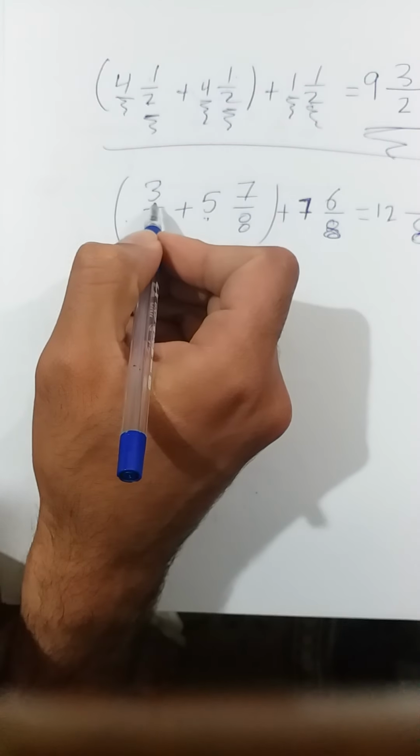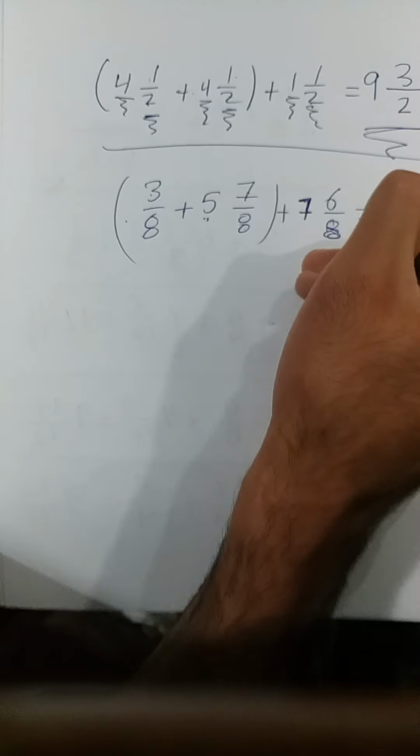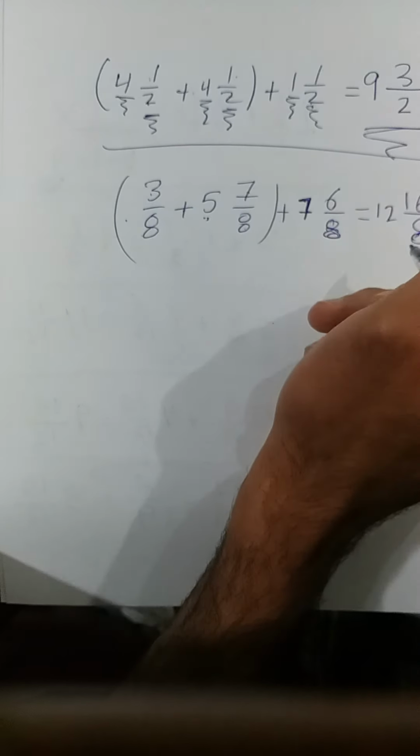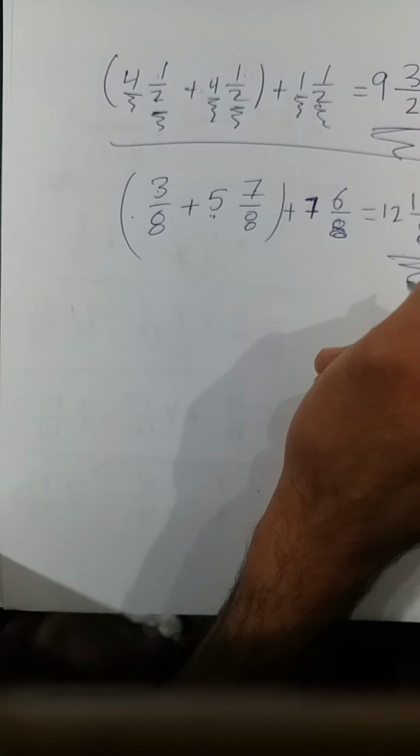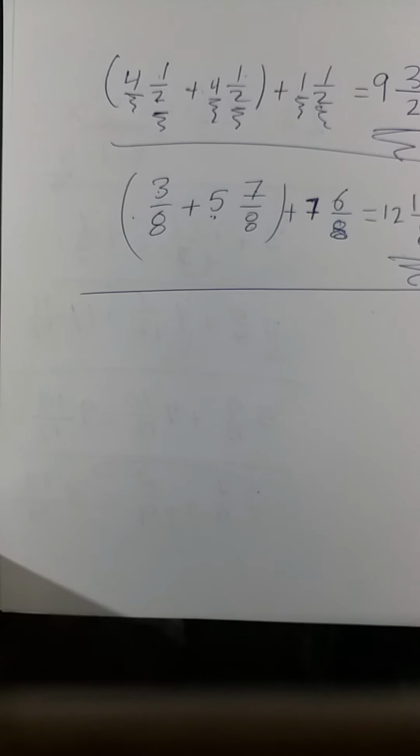So then I'm going to add the numerators, which is 3 plus 7, 10, plus 6, 16. And this is going to be my answer. Okay? It is the same way. I'm going to add the whole numbers together, then I'm going to add the fractions together.